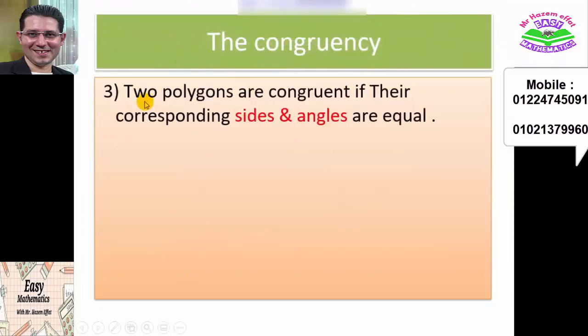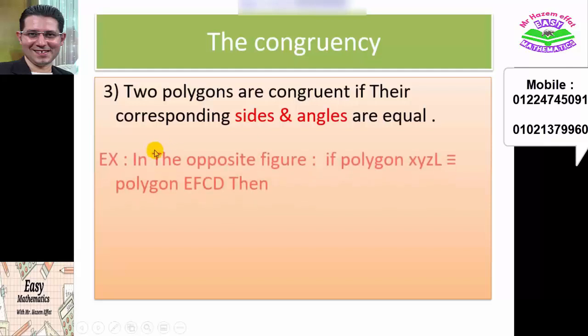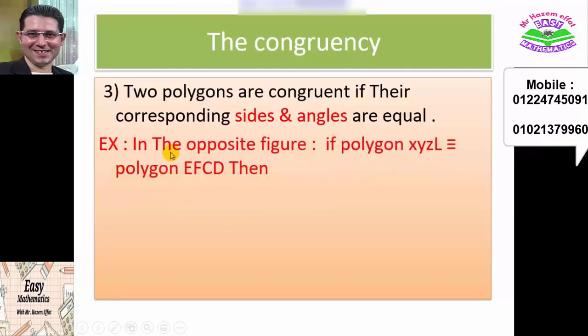Here we're going to talk about how two polygons are congruent if their corresponding sides and angles are equal. What is the meaning of polygon? Any shape formed from three or more line segments. It means a closed shape. We have studied polygons before: any shape formed from three or more line segments, and it must be a closed shape. Okay, let's see an exercise to understand this.